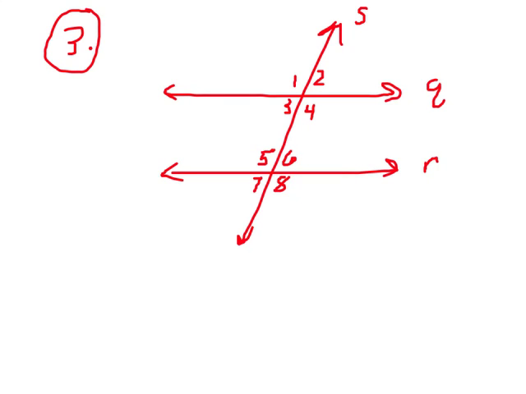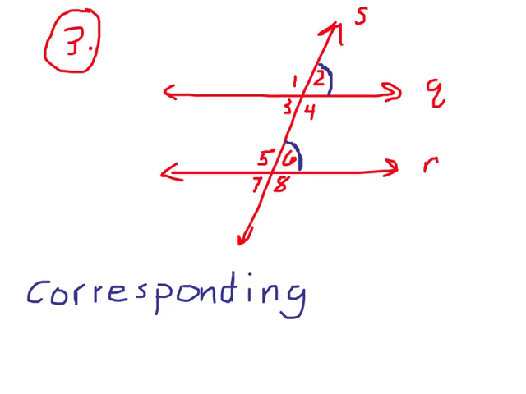Okay, for this one, let's have you figure out what are angles 2 and angle 6. If you've watched the tutorials, you know angle 2 and angle 6 are a specific type of angle. There's a name we give 2 and 6. 2 and 6 are called corresponding. C-O-R-R-E-S-P-O-N-D-I-N-G. Corresponding angles. Corresponding angles are congruent.